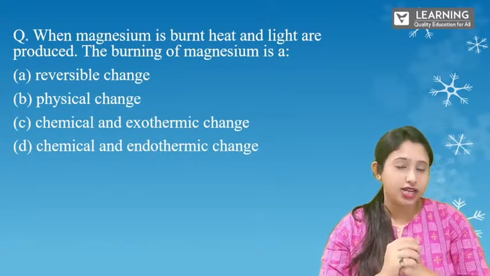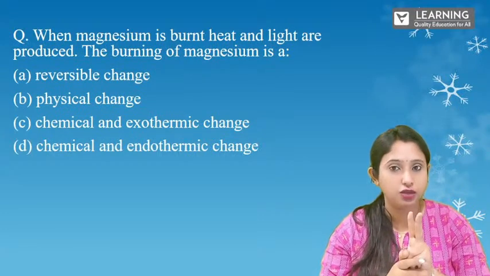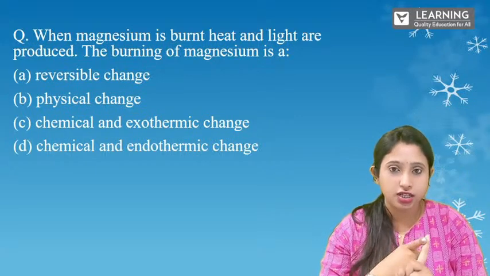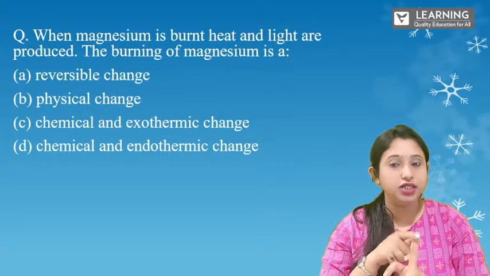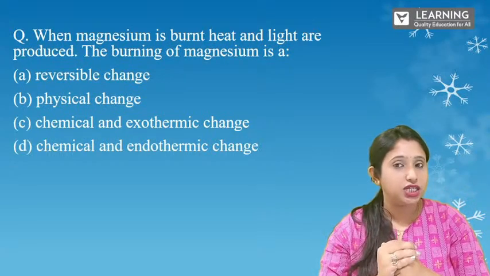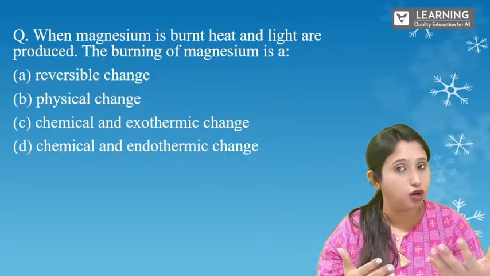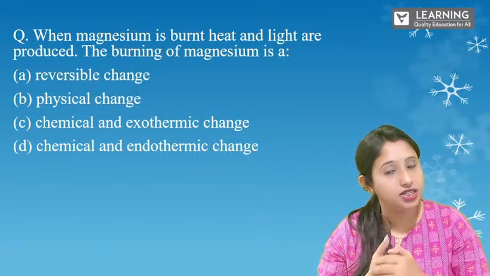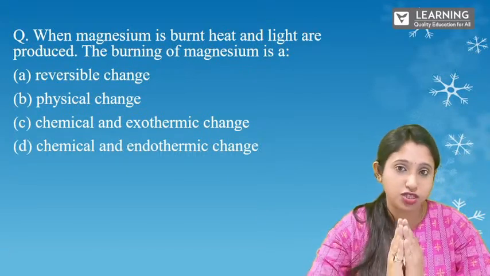You have seen that in chemical changes, two types of reaction take place. What are the two types? One is exothermic chemical change, right? Another one is endothermic chemical change. Clear? So what is happening in exothermic? Is the heat being released or absorbed in exothermic? Yes, the heat is being released in exothermic, whereas in endothermic, the heat is being absorbed from the surroundings.